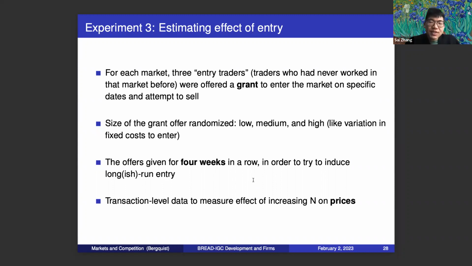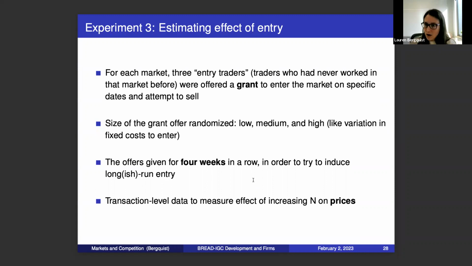I was wondering, can you say anything about how this encouraged or incentivized entry is different from entry in a natural condition, where they just do it themselves instead of being incentivized to do that? How different is it going to be?